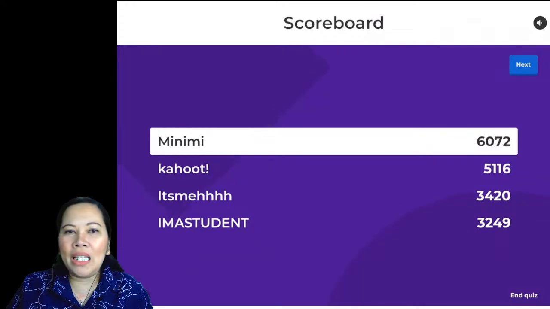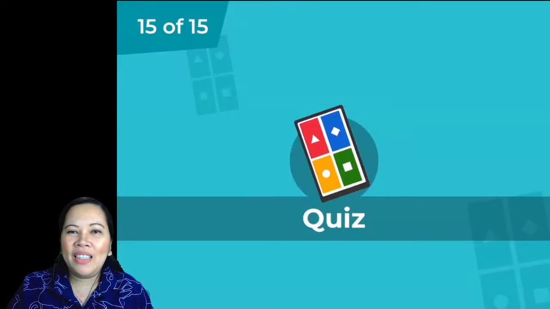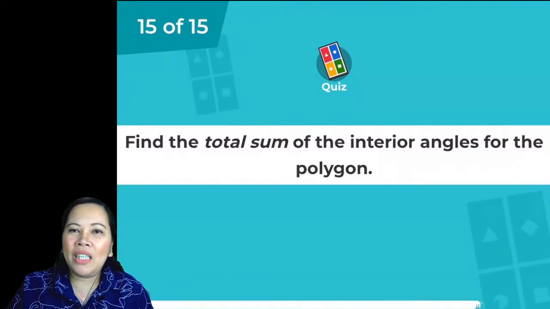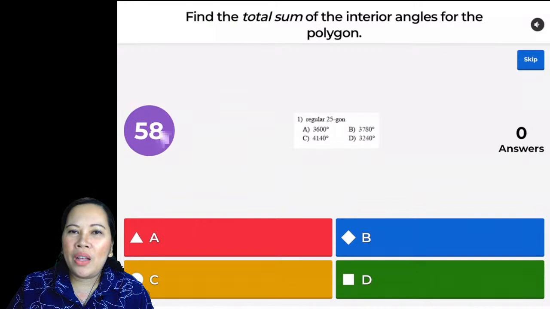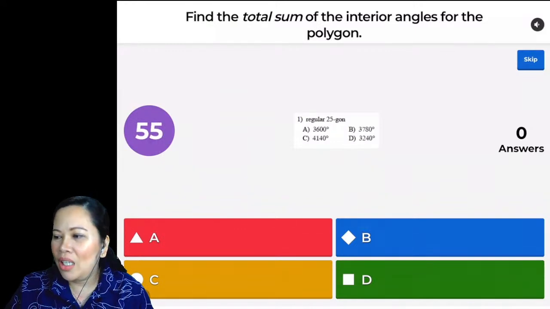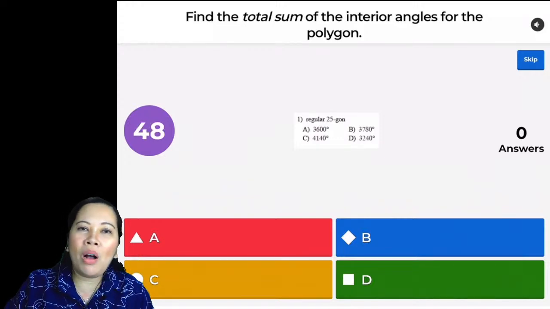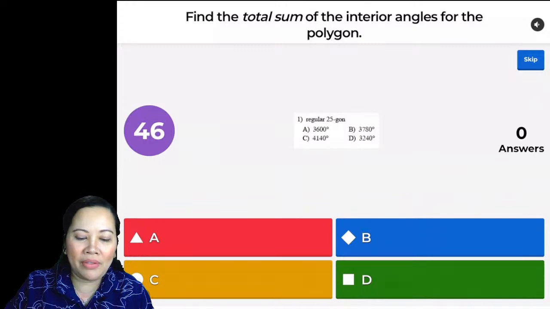Mini-Me is still on the lead. I'm a student is gone. Find the total sum of the interior angles for the polygon. It's 25. 25 gone. Okay, 25 sides. Sum of the interior of a 25-sided polygon.